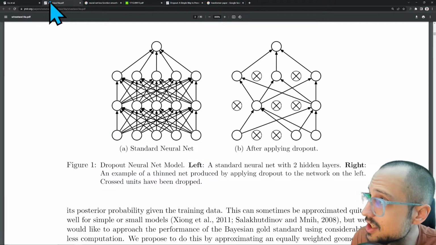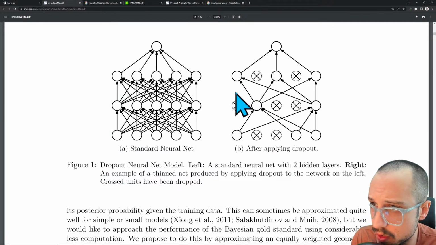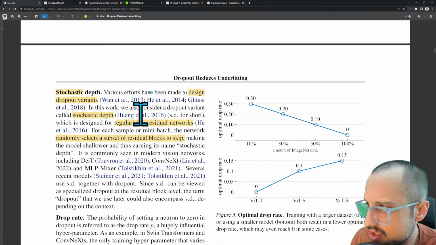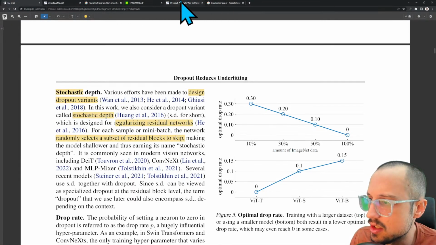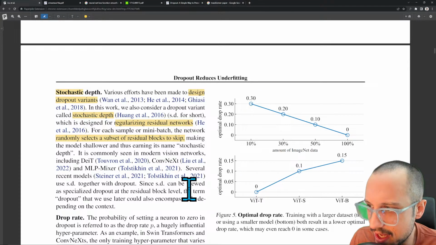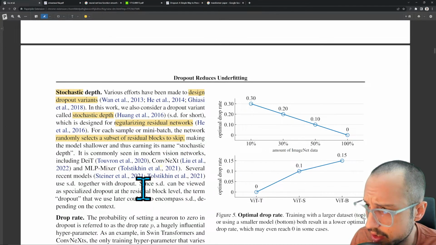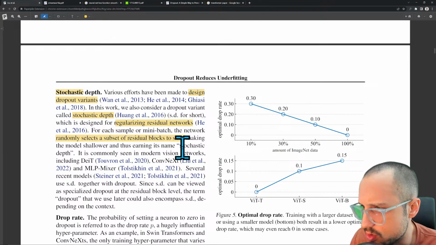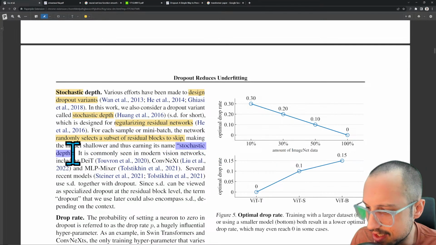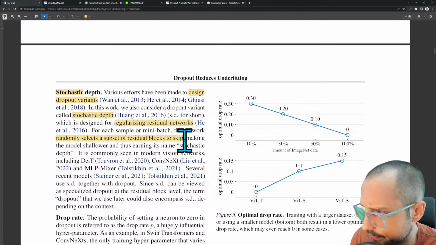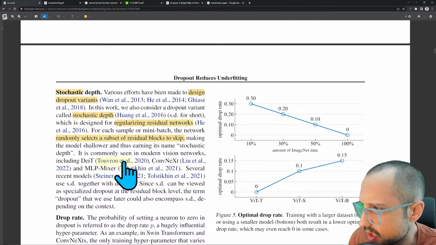So much like you zero out individual neurons, you would zero out individual residual connections. And because you can think of the residual connections as making the model deeper and shallower, you could call it stochastic depth because you're changing the depth. You're randomizing the depth of the neural net. Commonly seen in modern vision networks, including DeiT, ConvNeXt.